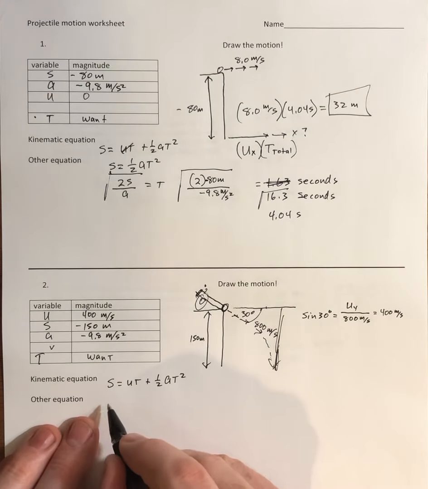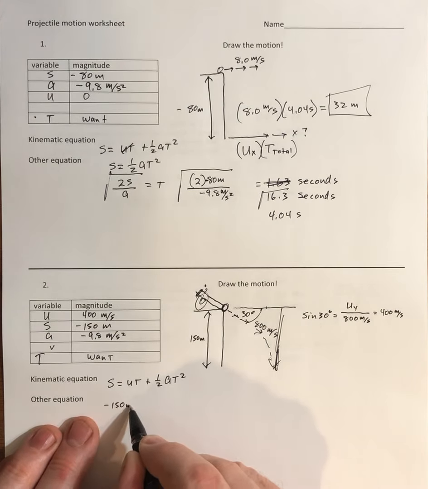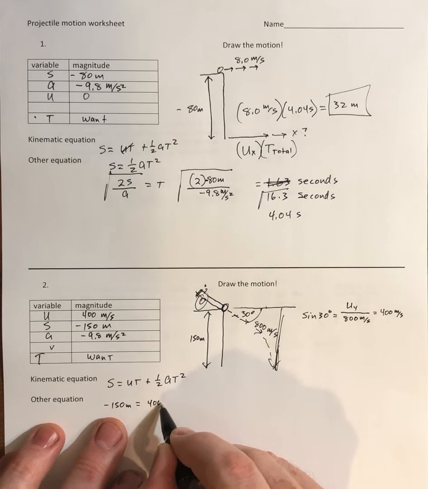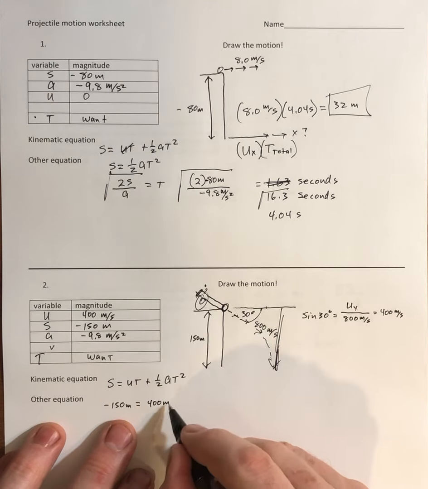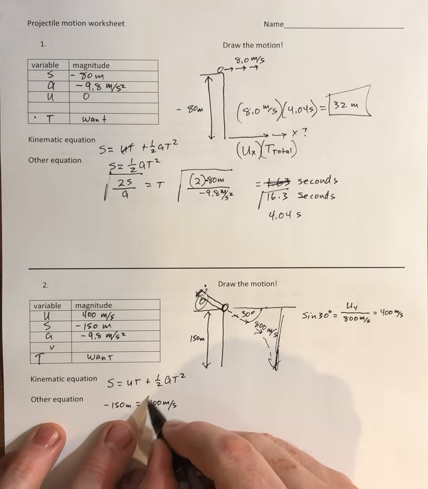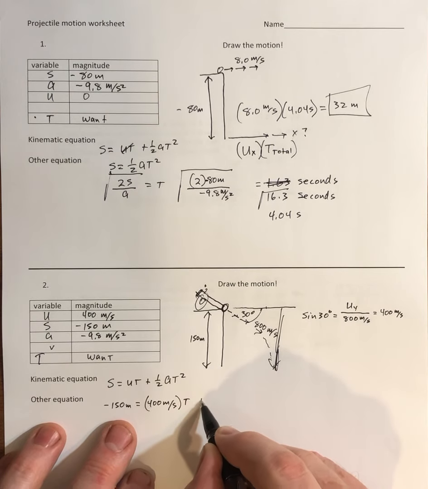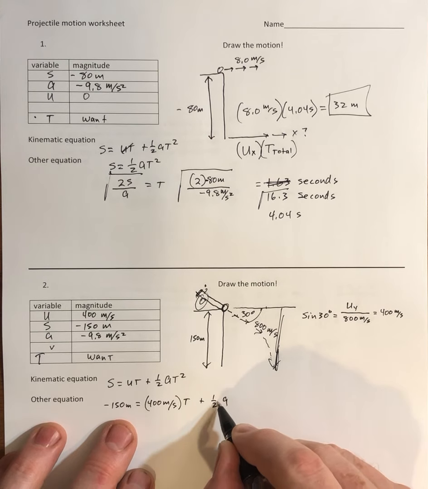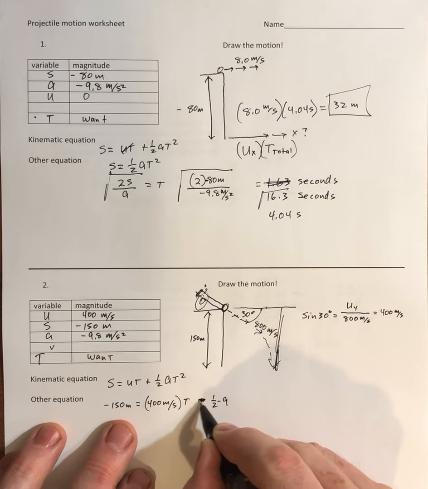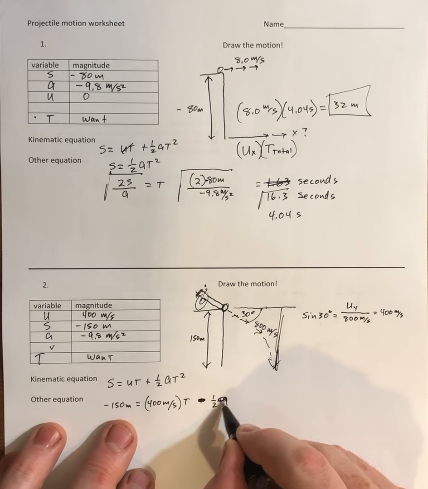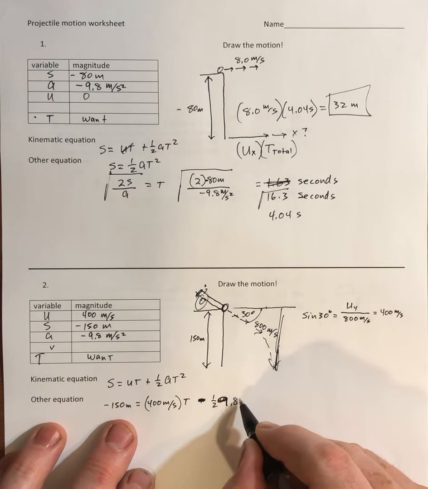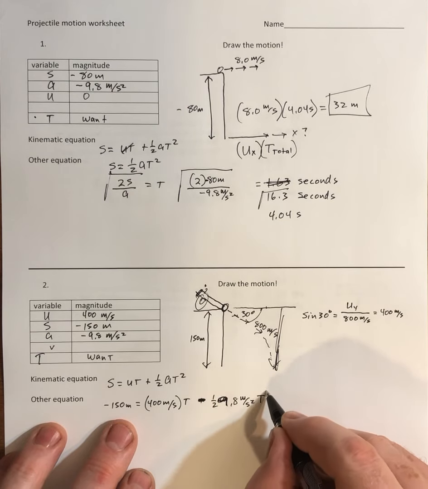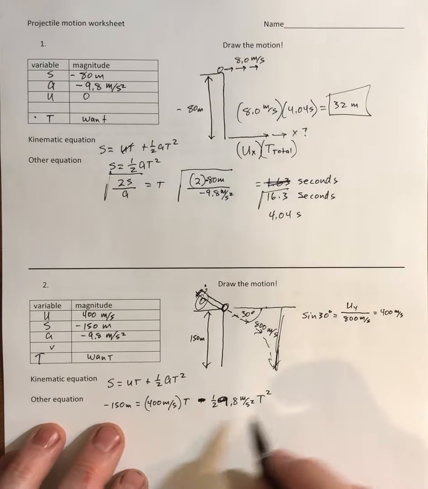So start with s. I have negative 150 meters. I have an initial 400 meters per second, and then we're multiplying that by time. And then I'm adding 1/2 times negative 9.8. So I should say, really, I'm just subtracting 9.8. How about that? That makes it a little easier. 9.8 meters per second squared, and then we're multiplying that by t squared. Okay, so let's clean that up just a little bit.